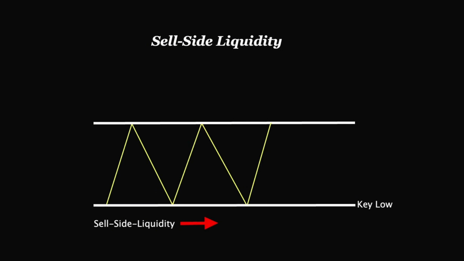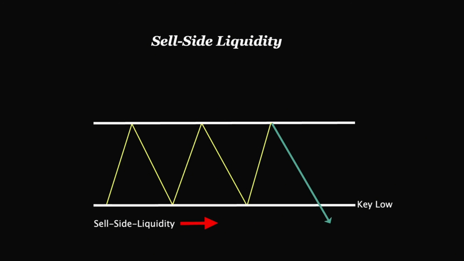And just like with buy-side liquidity, market makers will target those lows, triggering the sell stop orders and converting them into market orders. Once they've captured that liquidity, they manipulate the market in the opposite direction, again profiting from retail traders. In essence, sell-side liquidity highlights how market makers exploit the relationship between pending sell orders and market direction.